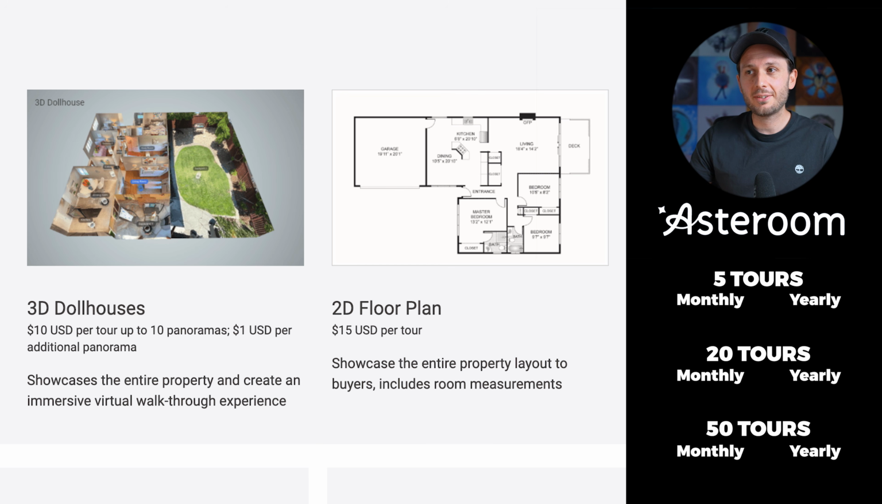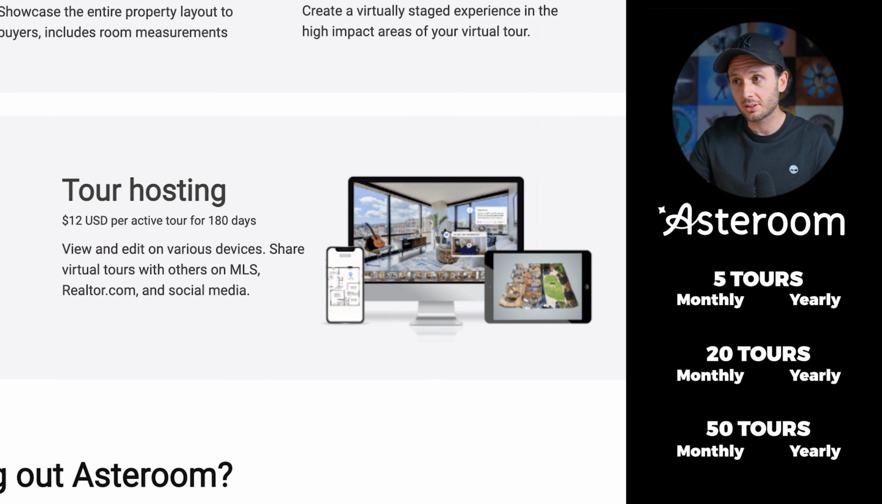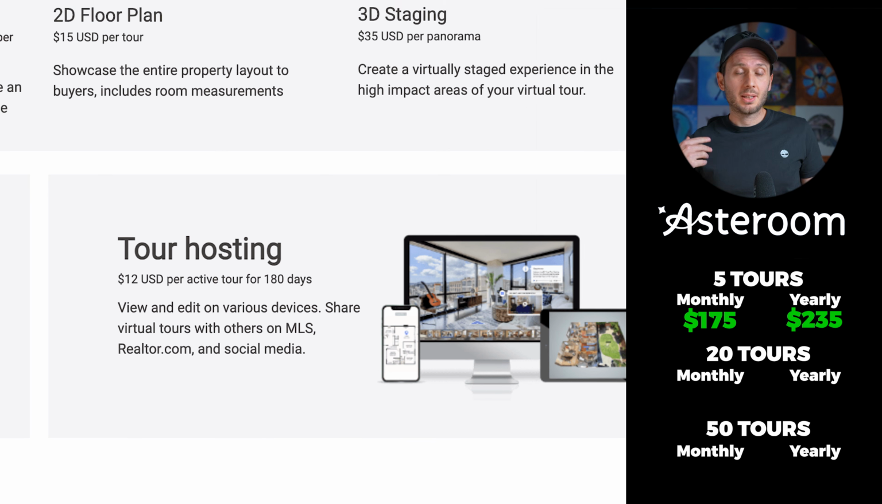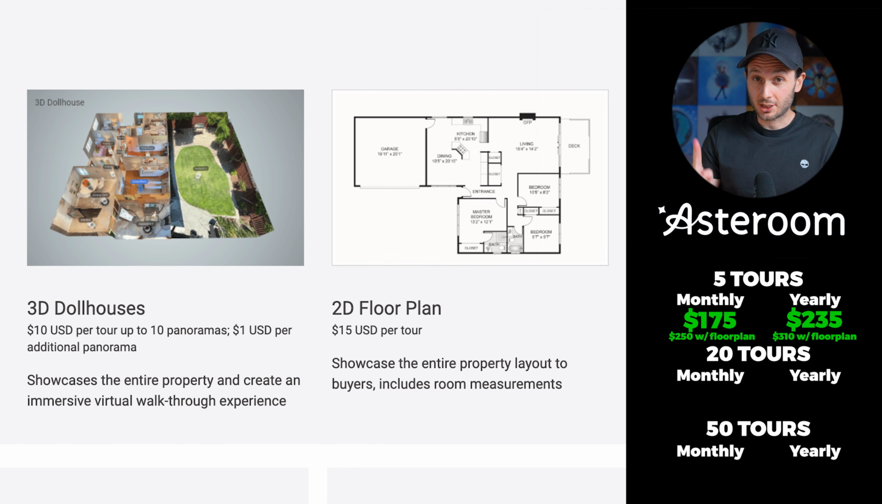So for our 20 photo example tour, that's going to end up as $20 US. 20 times 5 tours is 100. And while hosting is free, it also has an expiry date of 6 months, and you have to pay another $12 US for another 180 days. So to get to a full year, we're going to have to buy hosting on those 5 tours, which means an additional $60. If you want a floor plan with that as well, it's going to be an extra $15.